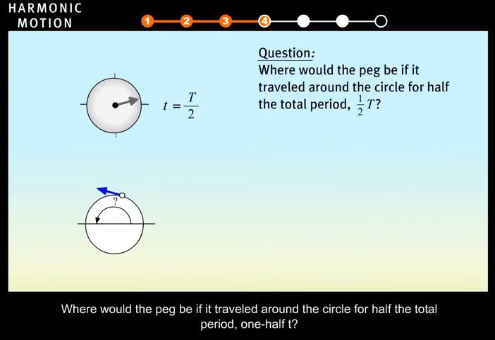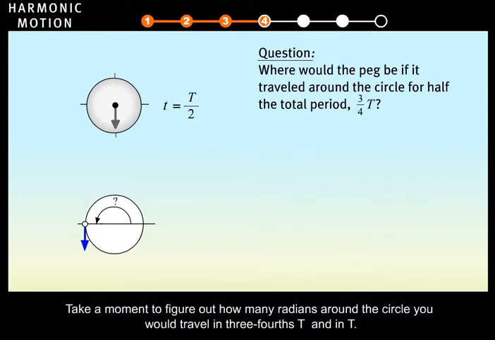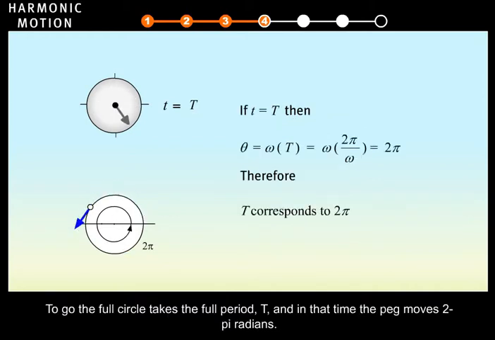Where would the peg be if it traveled around the circle for half the total period, 1/2 T? Answer: 1/2 T would be the time required to travel around 1/2 a circle, 180 degrees, or pi radians. Take a moment to figure out how many radians around the circle you would travel in 3/4 T and in T. In 3/4 of the time, 3/4 T, the spot will move 3 pi over 2 radians. To go the full circle takes the full period, T, and in that time, the peg moves 2 pi radians.